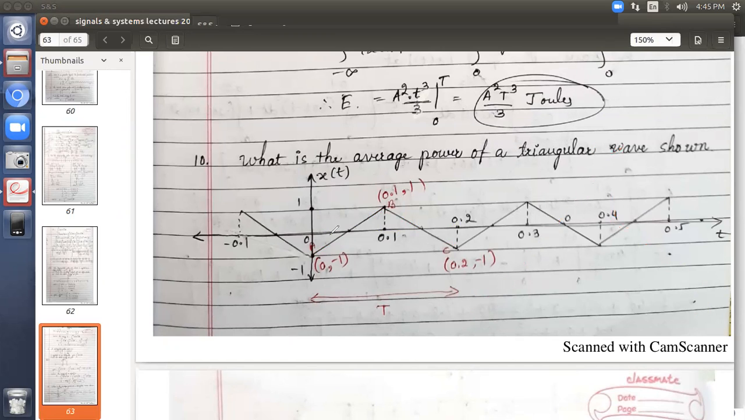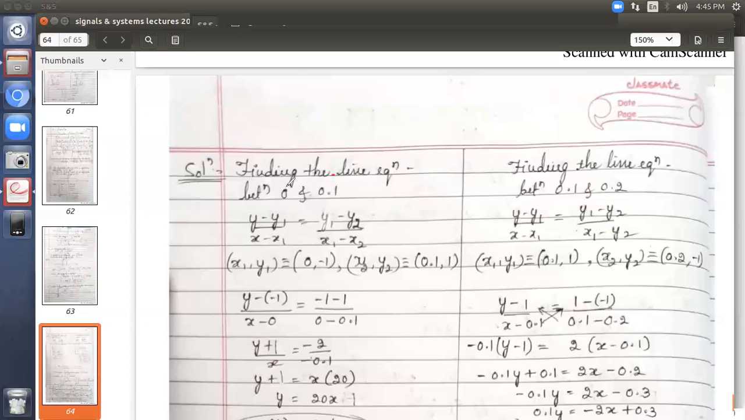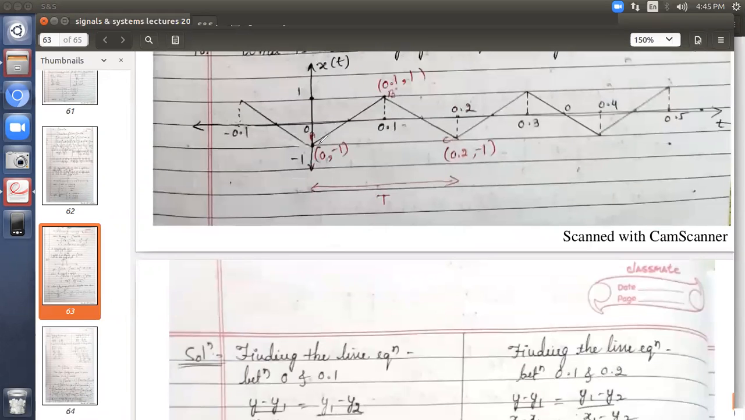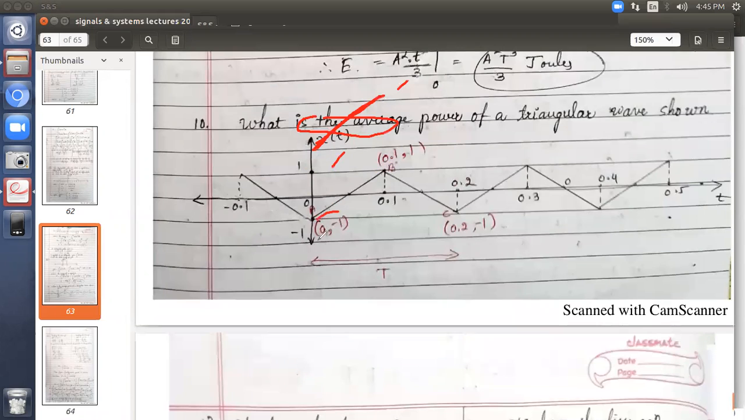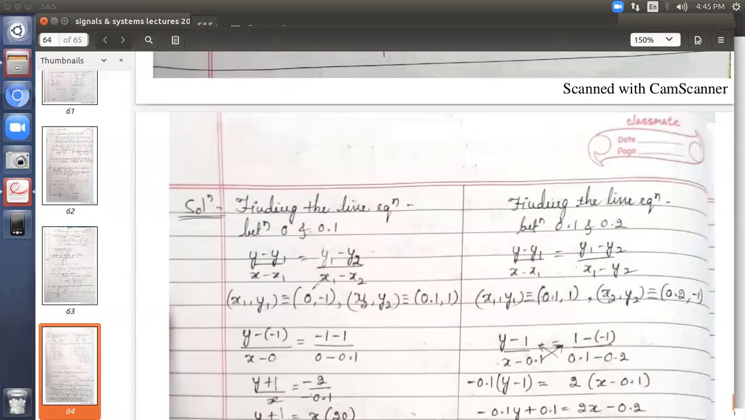Okay, once we got these coordinates, let us find the equations for the straight lines. I have done that here between 0 and 0.1. Between 0 and 0.1 means this line I'm talking about. For this line, two coordinates are already there: 0 and -1, and 0.1 and 1. These are the 2 points. The same thing I have written here, 0 and -1, 0.1 and 1.